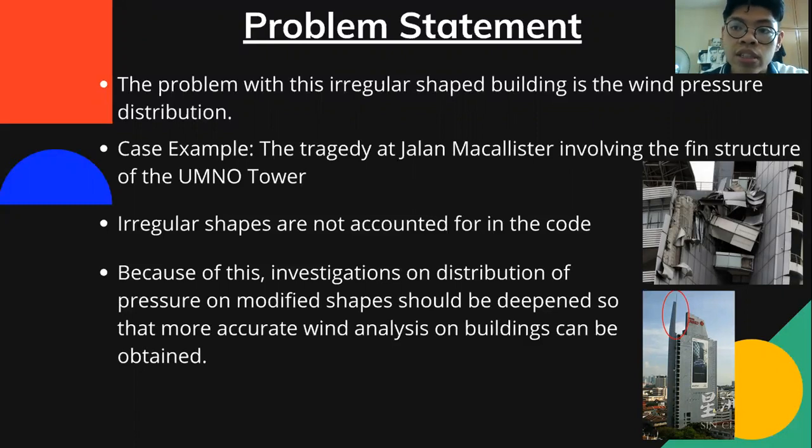This is actually due to the incompetence of the engineer, who did not take into account the irregularity of the building shape. So because of this case, the investigations on the distribution of pressure on modified shapes should be deepened so that more accurate wind analysis on buildings can be obtained, and also the improvement of the code itself so that it could take into account considerations of buildings that are of different shapes.